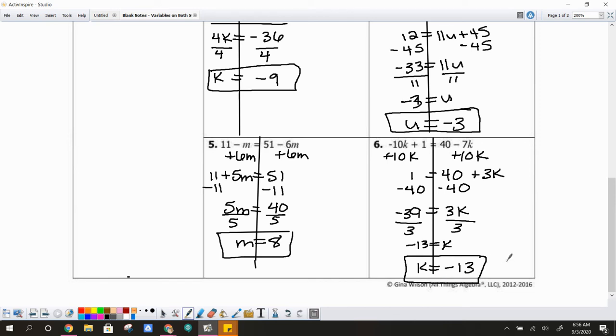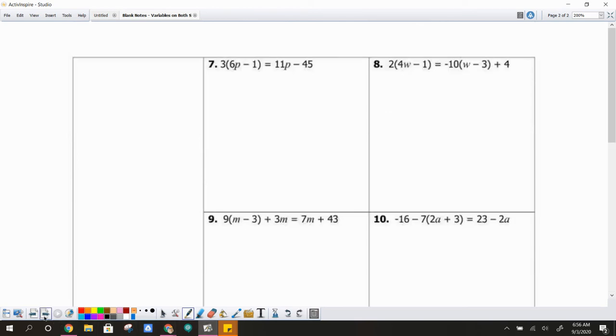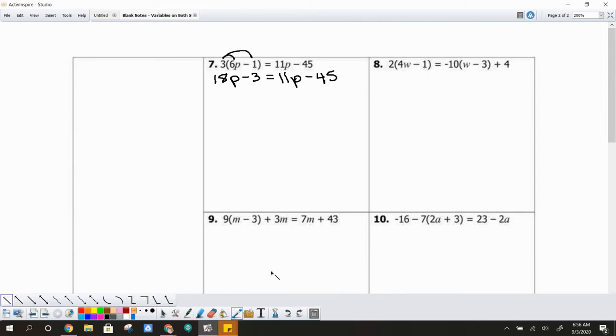All right, so those are just simpler examples. The next ones we're going to do involve more of the steps. So let's look at number 7. So step 1 is to distribute, and we do have stuff to distribute here. I'm going to go ahead and pass the 3 out to both parts. So I have an 18p and -3 equals 11p minus 45. Okay, I don't have anything I can combine here, so I can go ahead and go straight into the variable part.